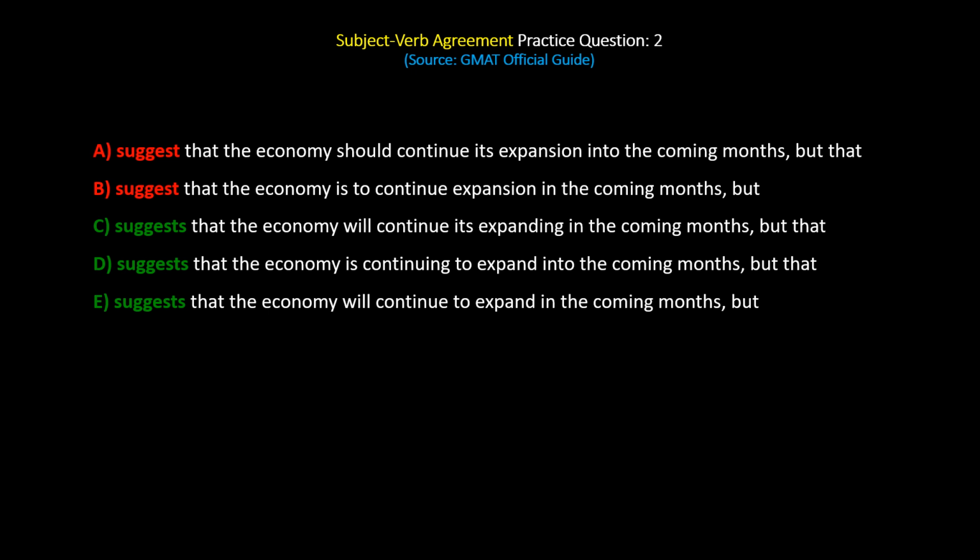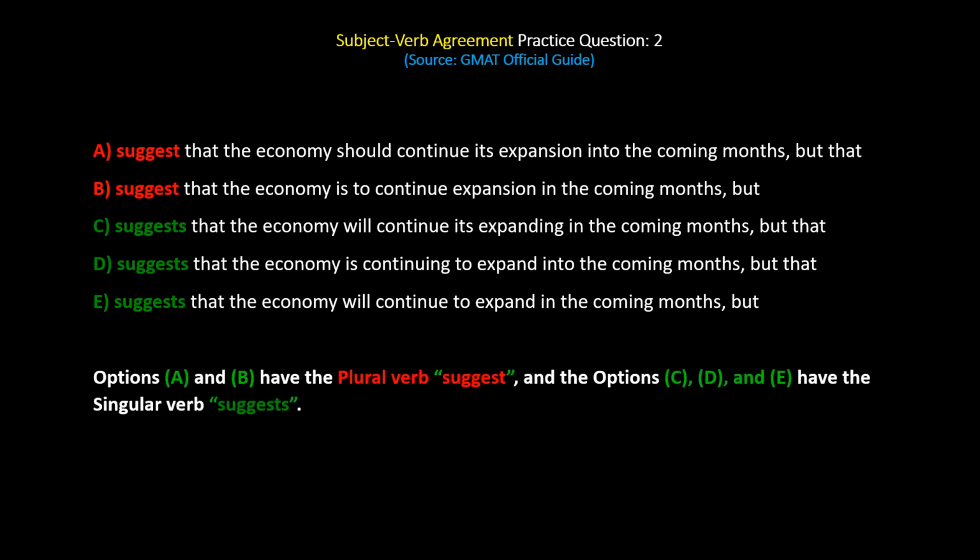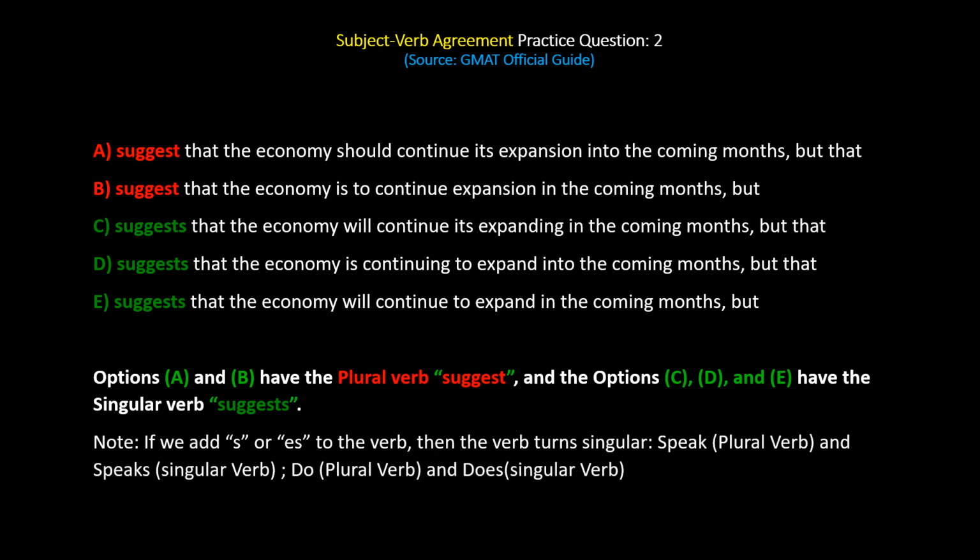Please note, if we add s or es to the verb, then the verb turns singular. Speak is a plural verb and speaks is a singular verb. Similarly, do is a plural verb and does is a singular verb. Now, let us look for the subject in the given sentence.